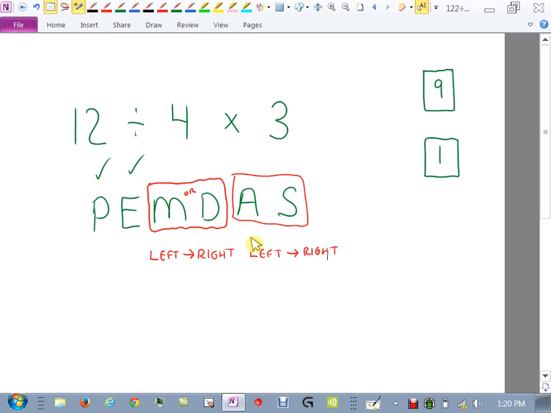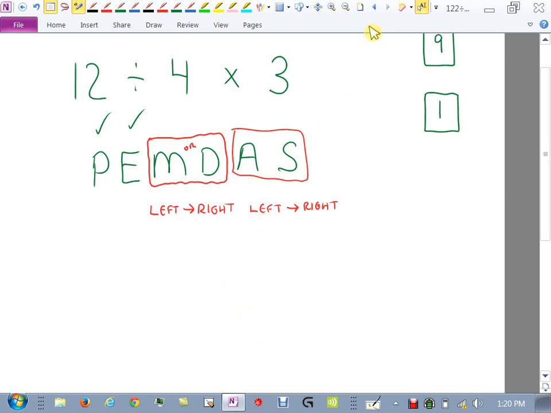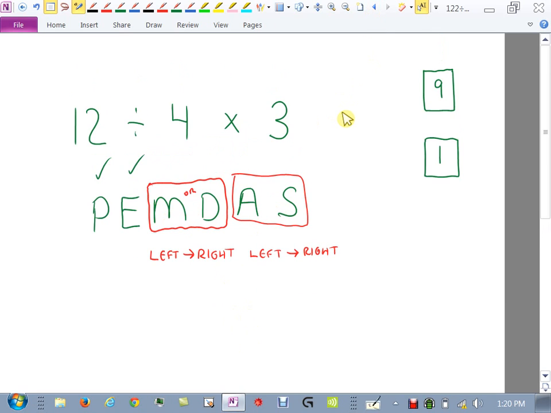No? Okay. All right, so when we go back to this problem, we have division and we have multiplication. We will not do multiplication before division. We will do whatever appears first as we read this from left to right. So I'm going to do 12 divided by 4 first and get 3. And then I'm going to do times 3, and the correct answer will be 9.